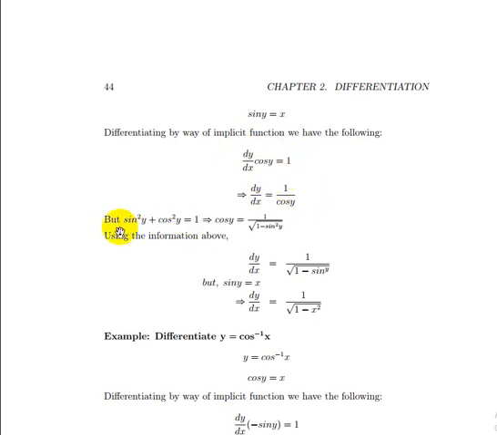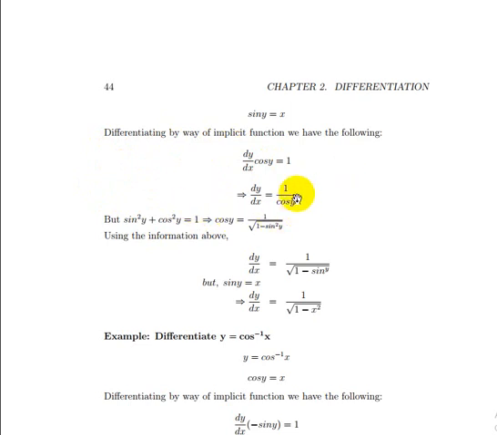Now from a good formula in trigonometry, we know that sine squared y plus cos squared y is equal to 1. This implies that cos y is equal to the square root of 1 minus sine squared y. Normally, cos squared y is equal to 1 minus sine squared y, so cos y gives you the square root of 1 minus sine squared y.